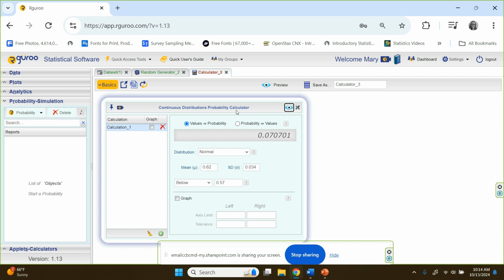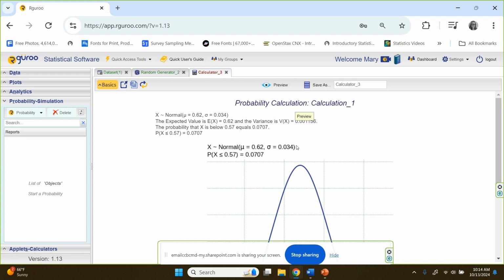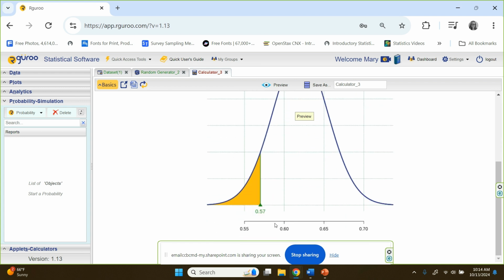And that's our answer. If we want to take a quick peek at it, we can click graph here, hit preview again. And we can see that it is a normal model centered at what I assume is 0.62 here. And we're finding the probability to the left of 0.57. So that small probability we found corresponds to the small area in yellow to the left of 0.57. Hope this was helpful.